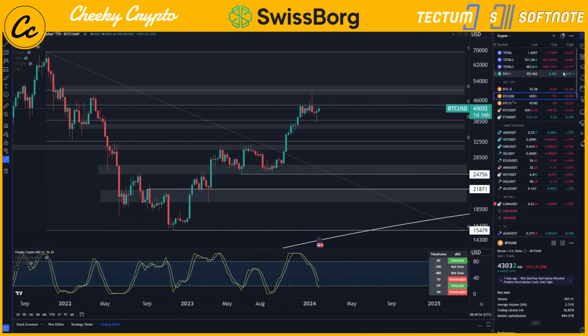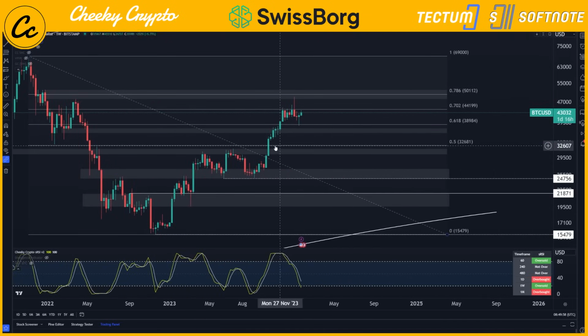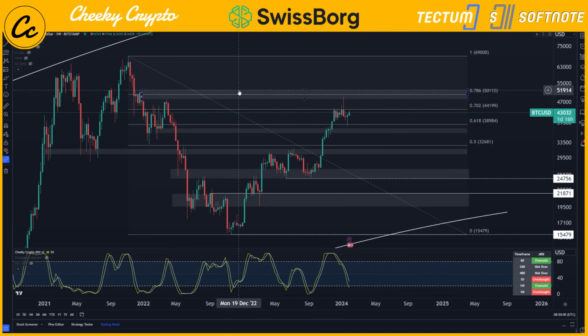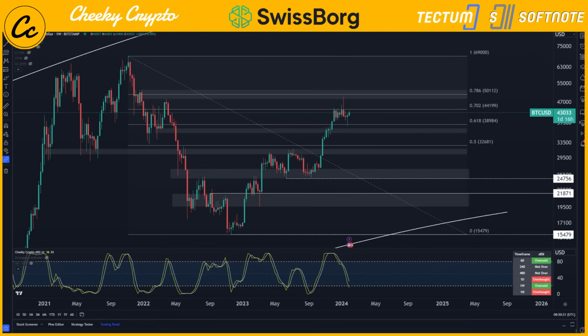So if I come over to our weekly time frame, here you can see that we have some interesting ranges. Now, I've drawn these on in gray, but this little one right here at 30,330 to 31,818, this is the area of previous support turned to resistance. We broke through it, but we haven't come back and retested it. This is the area that I think we are likely to test and find as support.